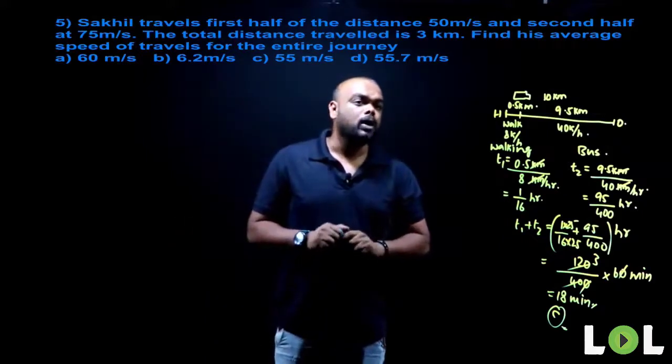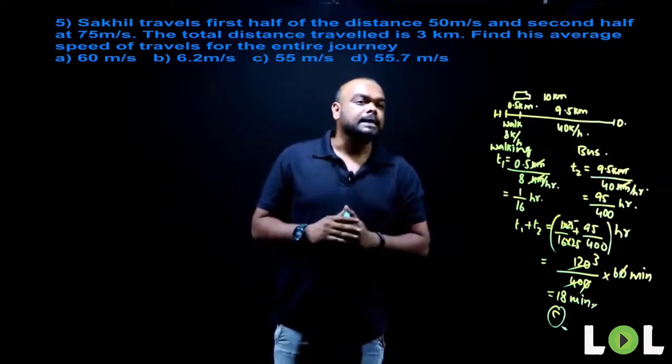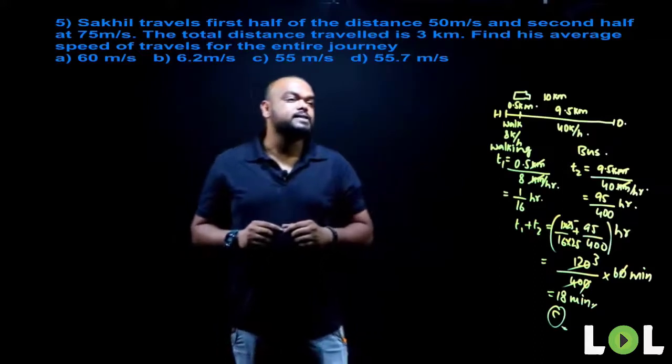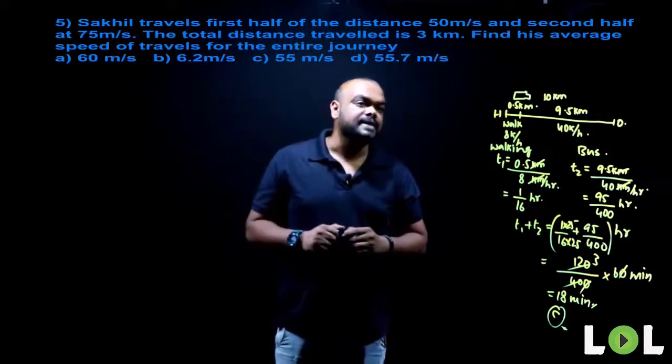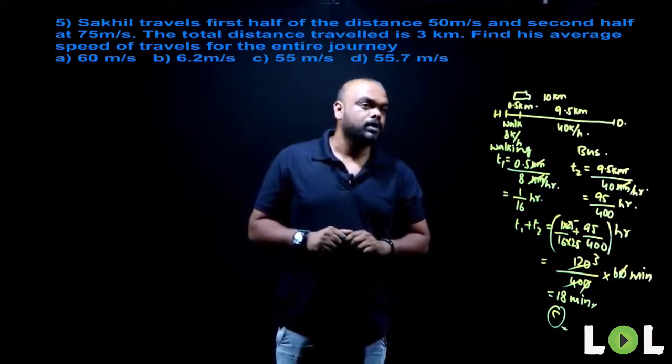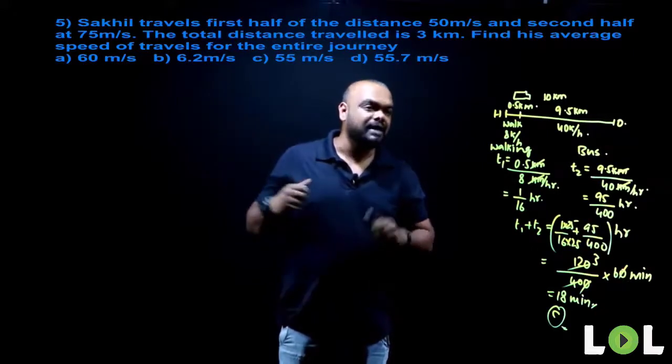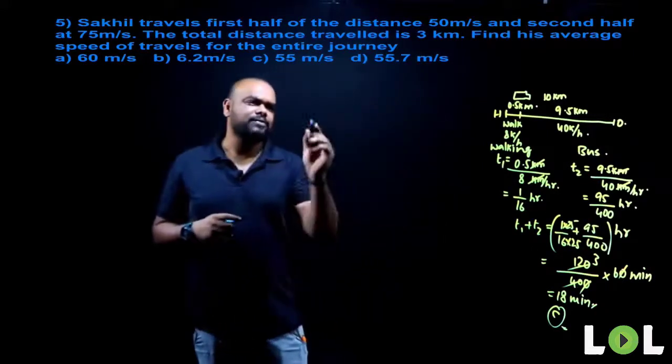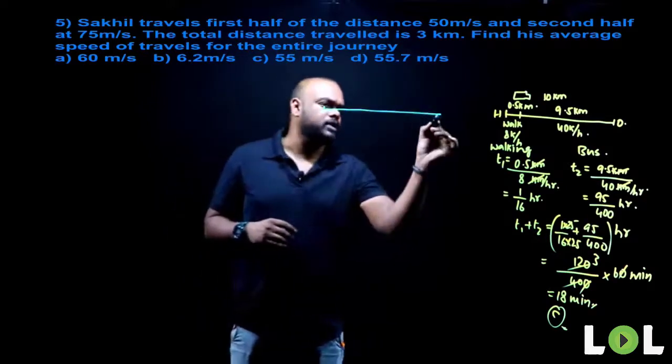Okay. Now what do we have here? Sakhil travels the first half of the distance at 50 meters per second and the second half of the distance at 75 meters per second. The total distance traveled is 3 kilometers. Find the average speed of traveling for the entire journey. Very simple question. Once again, an average speed question.